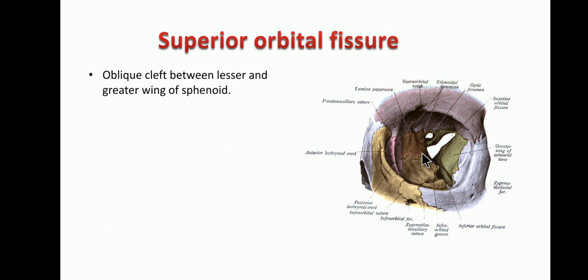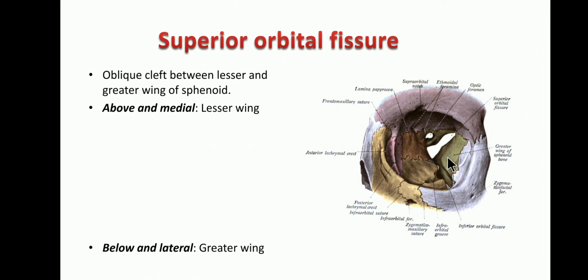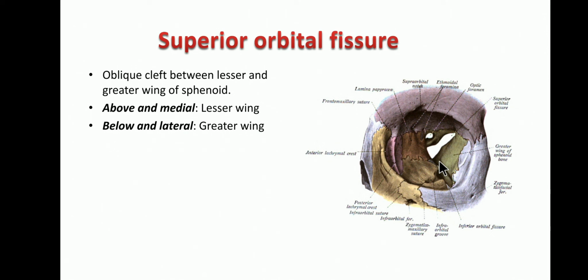To put it in simple terms, it is a fissure between the lesser and the greater wing of the sphenoid. Here you are able to see the lesser wing of sphenoid above and medially, and below and laterally the greater wing of sphenoid, and more posteriorly you will come across the body of sphenoid, because this is the medial wall.